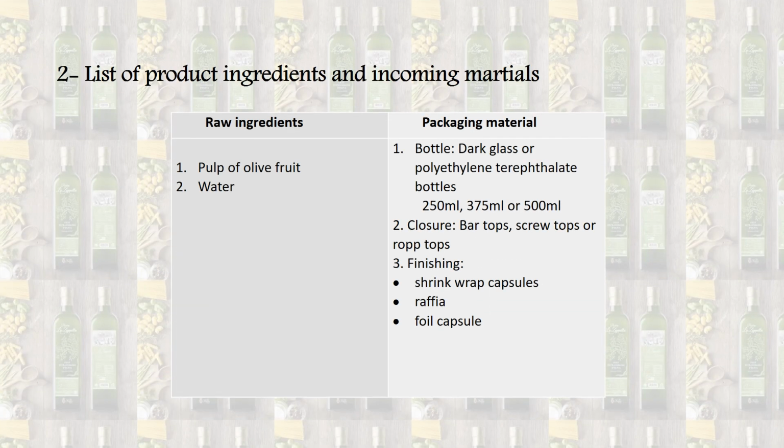Let's move to the list of product ingredients and incoming materials. The raw ingredients used in this process are pulp of olive fruit and water. Packaging material: the bottle, dark glass or polyethylene terephthalate. It is found in many volumes such as 250, 375, or 500 ml. The closure is bar top, screw top, or wrap top. Finishing could be shrink wrap capsule, raffia, or foil capsule. It varies according to the factory.